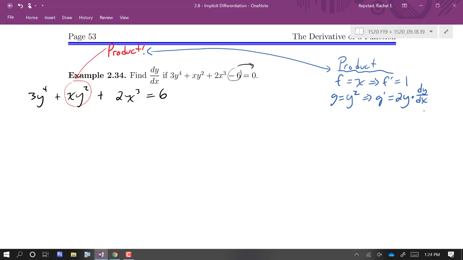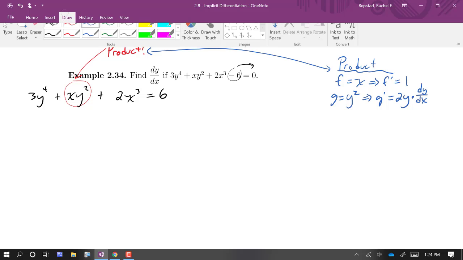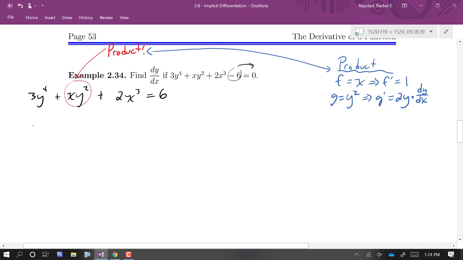So we have those pieces. Let's go back to the equation and start taking the derivative. What do we get if we take the derivative of 3y to the 4th? 12y to the 3rd. Is that it? Times dy dx, yeah. So there's the derivative for that term.